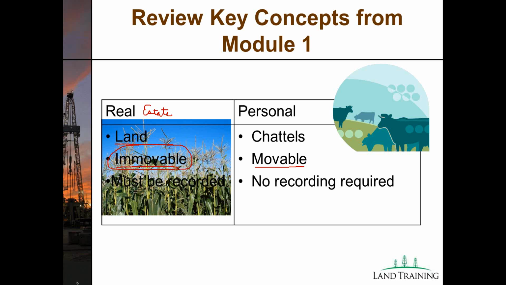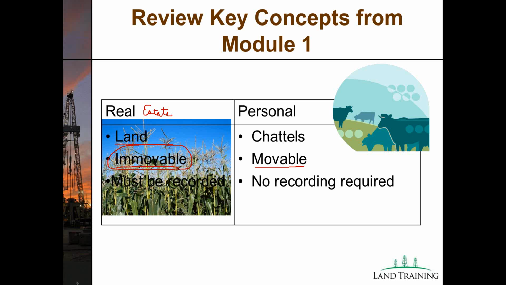So what you look at then is, is it something that is affixed to the land? For example, if it's something that can't be removed without substantial damage, you could say a chandelier, you could say a door, you could say a bathtub, a toilet. Those are the kind of things that are considered part of the real property. They are real property because you cannot move them without causing substantial damage.